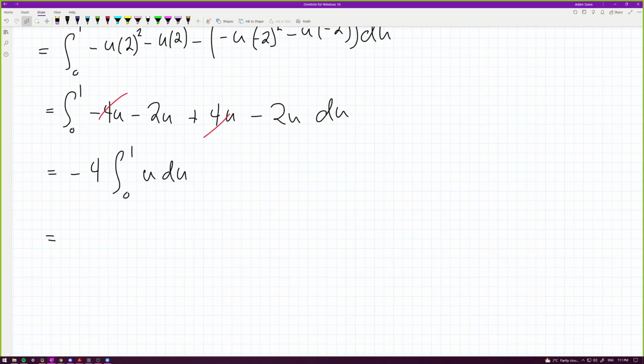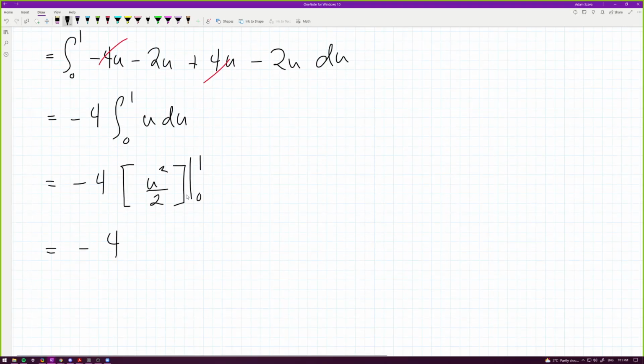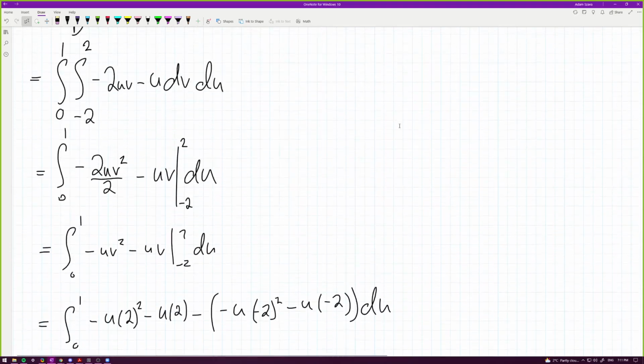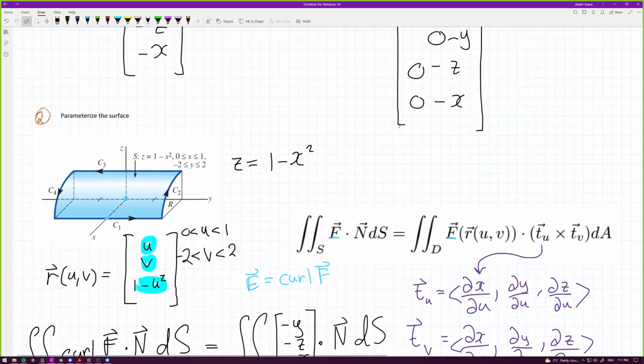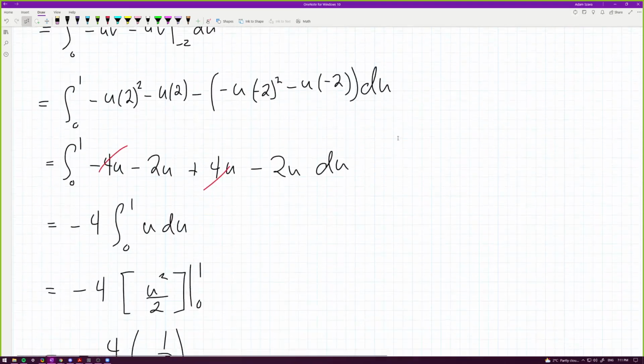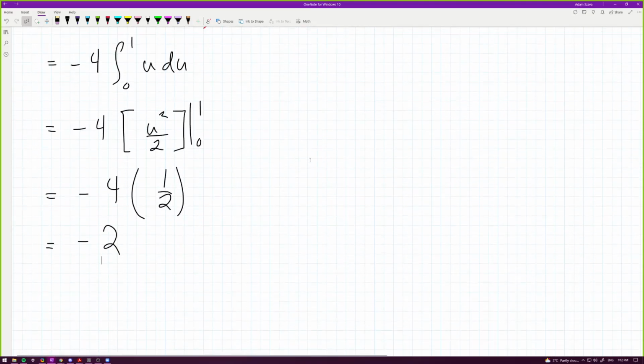Okay, which should just get me negative 4. Wait, I messed something up. No, I didn't mess anything up. Never mind. Integral 0 to 1, well, actually, we can just do u squared over 2 du. I always say that, not du. 0 to 1, negative 4, and this is just going to be 1 over 2, which is negative 2. And there we go. So using Stokes' Theorem, I solved for that quantity.